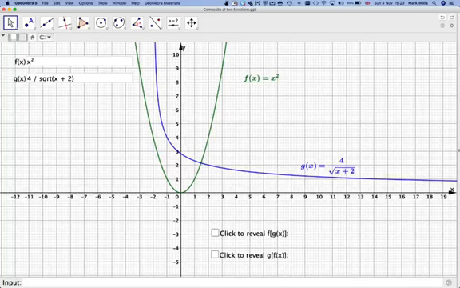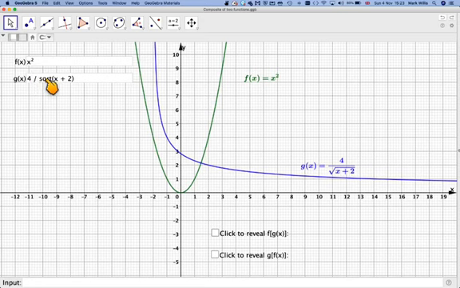Hi, in this video I'm going to show you what happens when you do the composite of two functions. So we've got f of x is equal to x squared, and then we've got g of x is 4 over square root of x plus 2. You can enter these here just by writing in x squared. So these are enterable. And here we've got 4 divided by the square root of x plus 2.